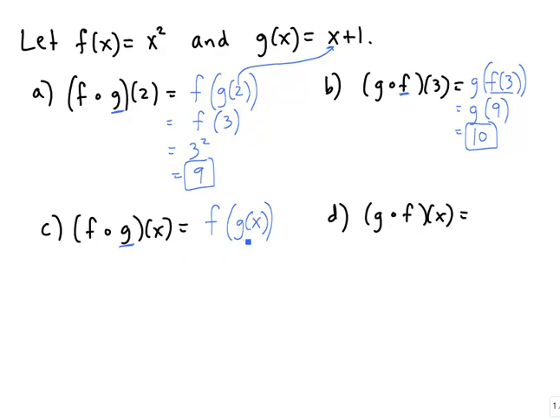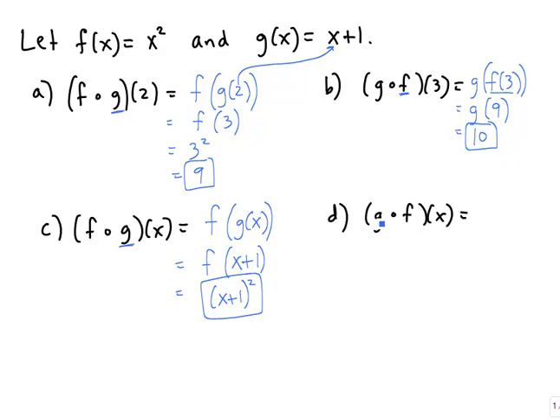So what's the rule for g of x? G of x rule is x plus 1. Now we're going to take that whole expression and substitute that into f. And remember, the rule for f is take whatever your input is and square it. So in this problem, our input is x plus 1, and we need to square it. So our answer is a rule as well, x plus 1 quantity squared.